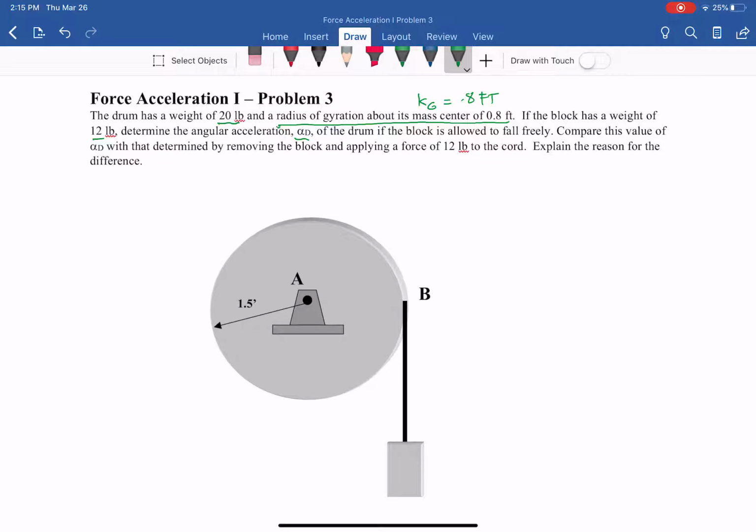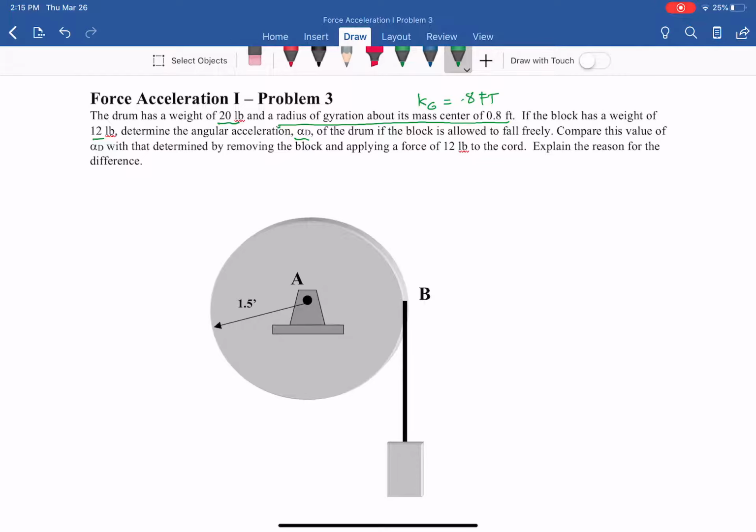And then the second part is compare this value of alpha D with that determined by removing the block and applying a force of 12 pounds to the end. So instead of the block, the 12 pounds force hooked to the cord, and see whether the alpha D is different. And if yes, what is that new alpha D? And also explain the reason for the difference. So for the second part, we will discuss that in the next video.